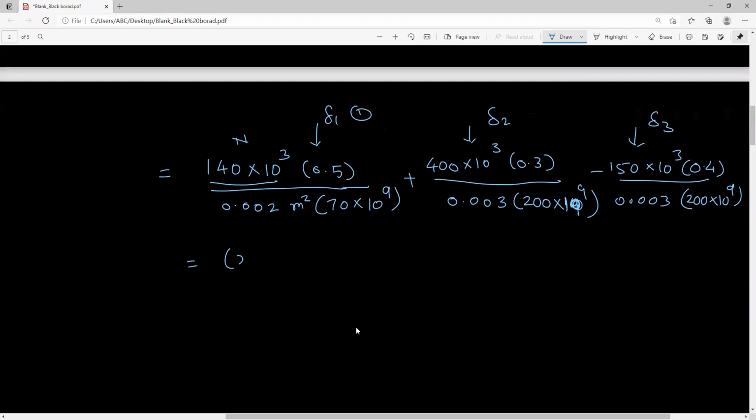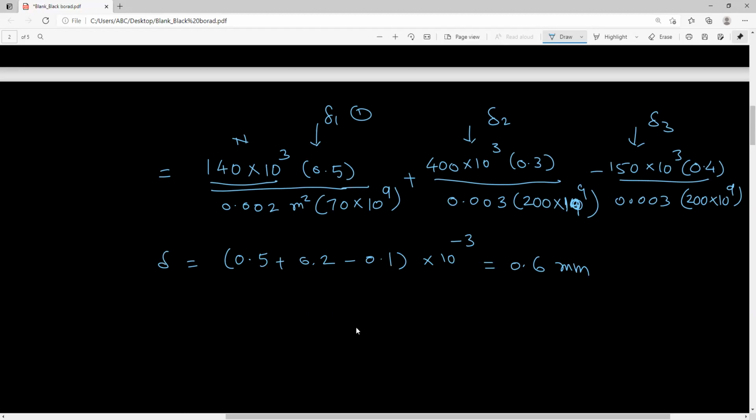So if you simplify, you get 0.5 here. From here you get 0.2, and from here you get minus 0.1, and this whole thing is in meter. So if you want to convert into millimeter, you can multiply by 10 to the power minus 3. Sorry, the whole thing you will get here in meter, you can convert that into millimeter. So divide by 1000, you get 0.6 mm.